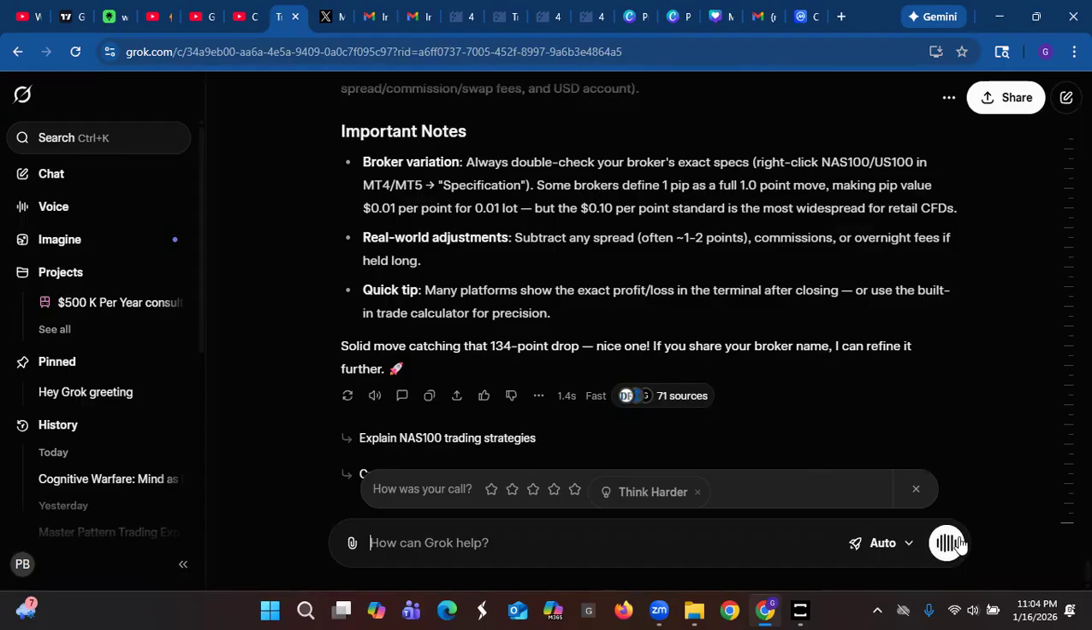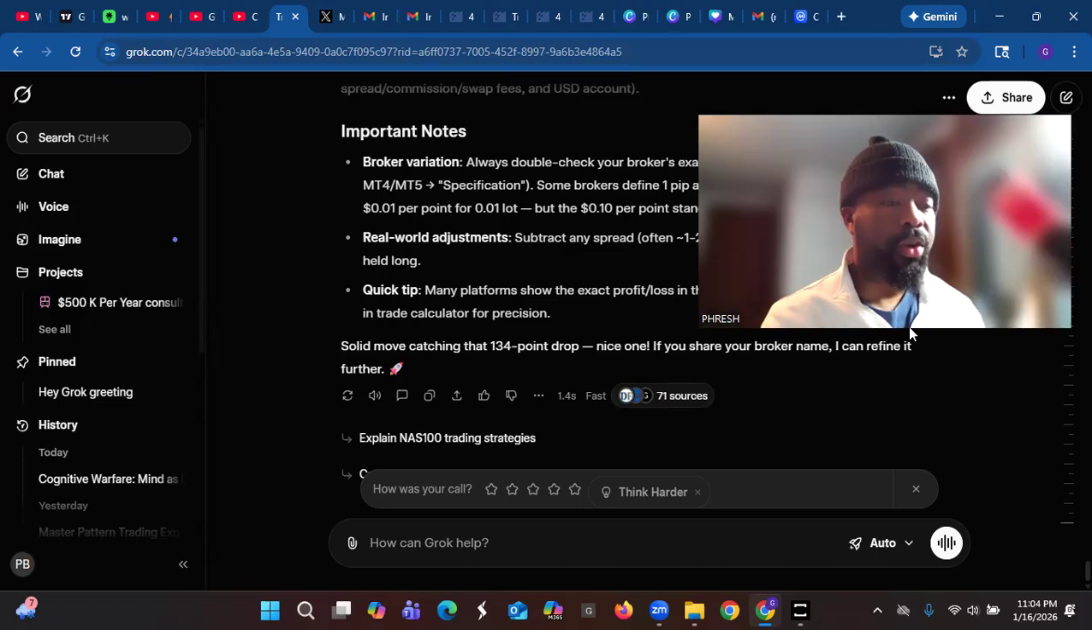Another tool that I would recommend you guys use is Grok, GROK.com. This is a free version of ChatGPT. So I'm going to talk to it and have it give me the 3 phases of the master pattern, the Forex master pattern.